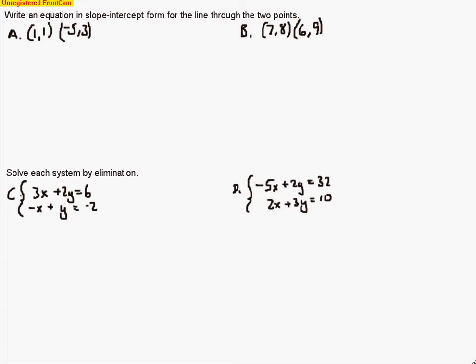The second half of tonight's homework is more review. The first set of directions asks us to write an equation in slope-intercept form for the line through the 2 points. So the first step is to find the slope of the line.